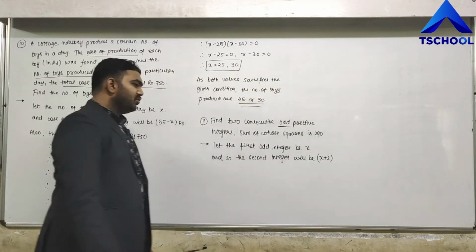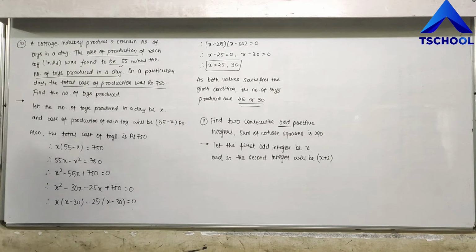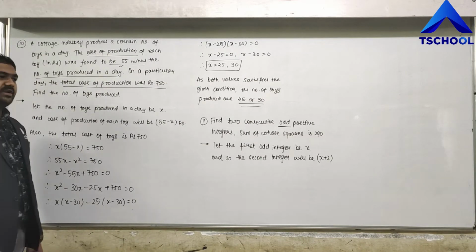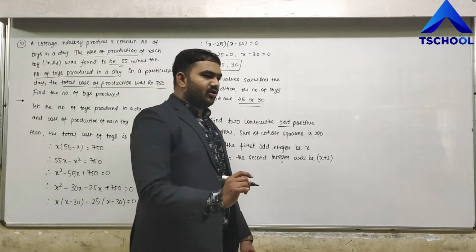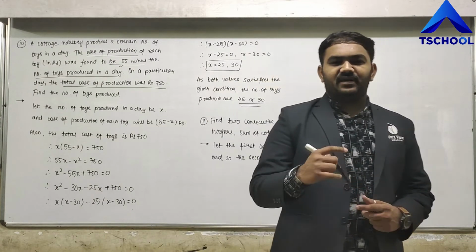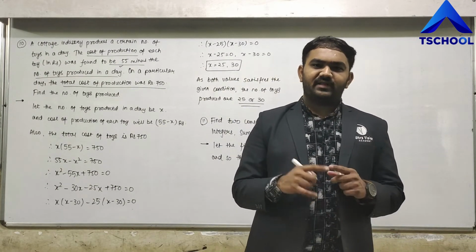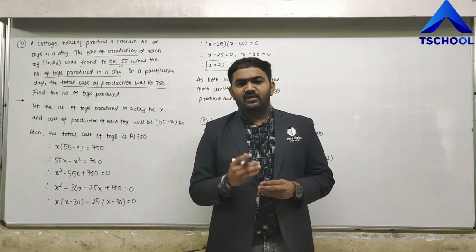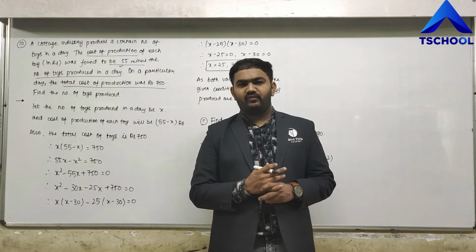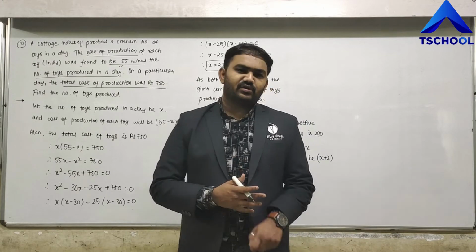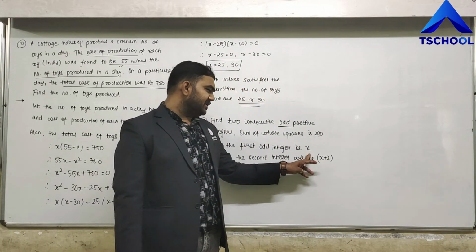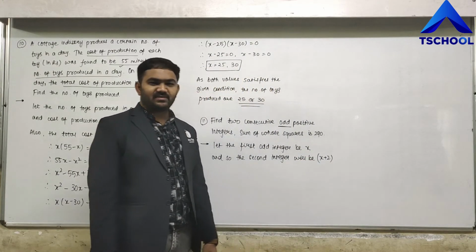x plus 2. Why? See friends, it is x plus 2 because we have odd integers only, and the odd integers are always at a difference of 2, 1 3. So that is 3 minus 1, 2, again 3 5, that is 5 minus 3, 2. That means all the odd integers are at a difference of 2. So if I say that my first odd integer is x, then the second odd integer will be x plus 2.